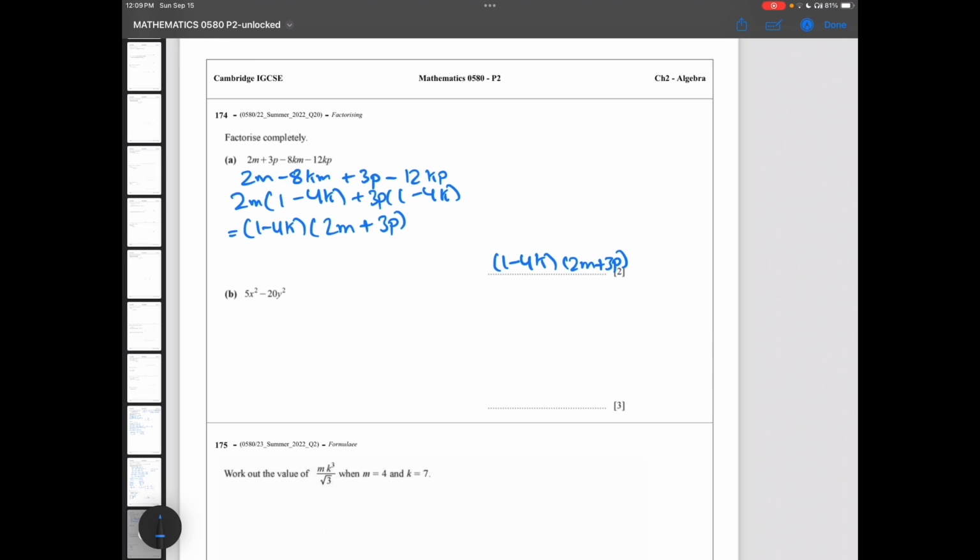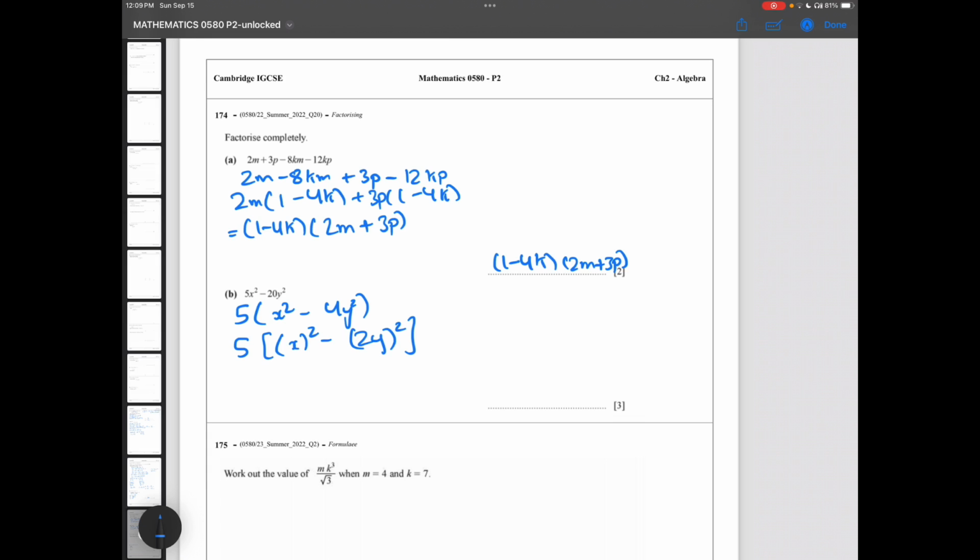Now part B says 5x squared minus 20y squared. In order to factorize it, I can see that I can take 5 common over here. Let's take 5 common. I'm left with x squared minus 4y squared. Now x squared is the square of x, and 4y squared is the square of 2y whole square.